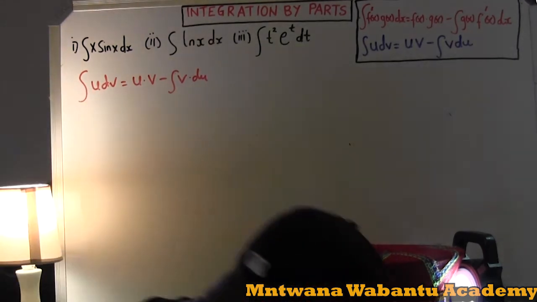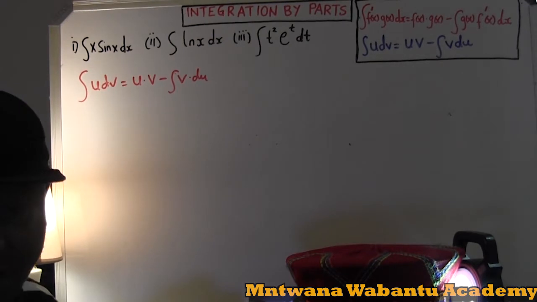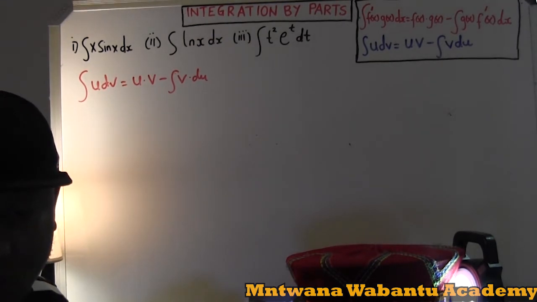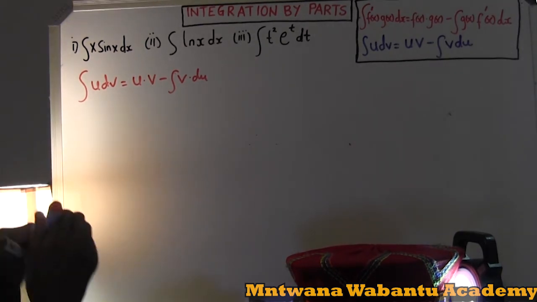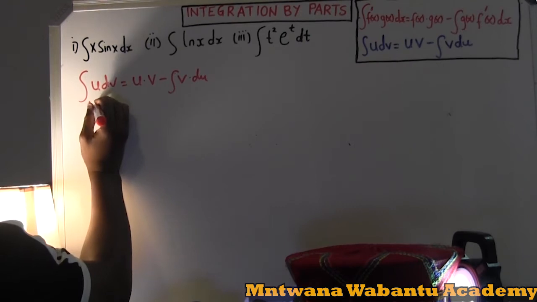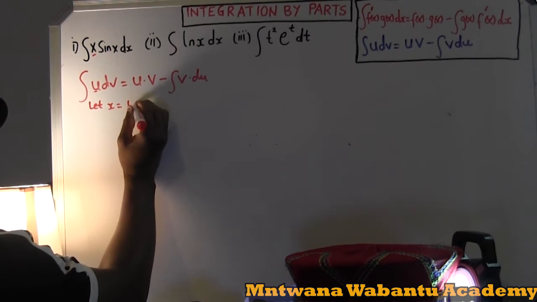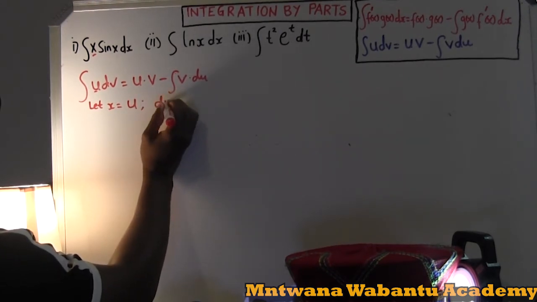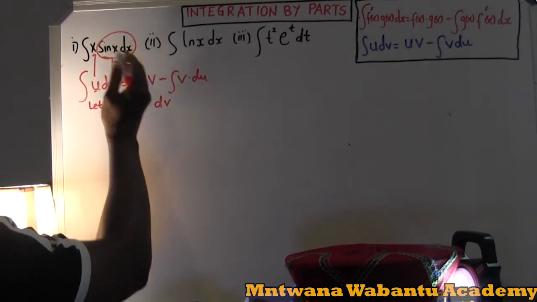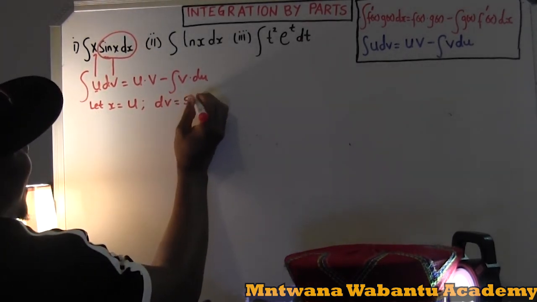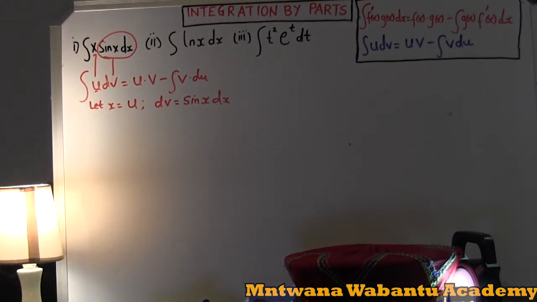Now you're going to have to be very clever here. First and foremost, see this x here, let's set it equal to u, and dv equal to the rest, so dv equals sine x dx. What you do, the first one you differentiate, the second one you integrate.